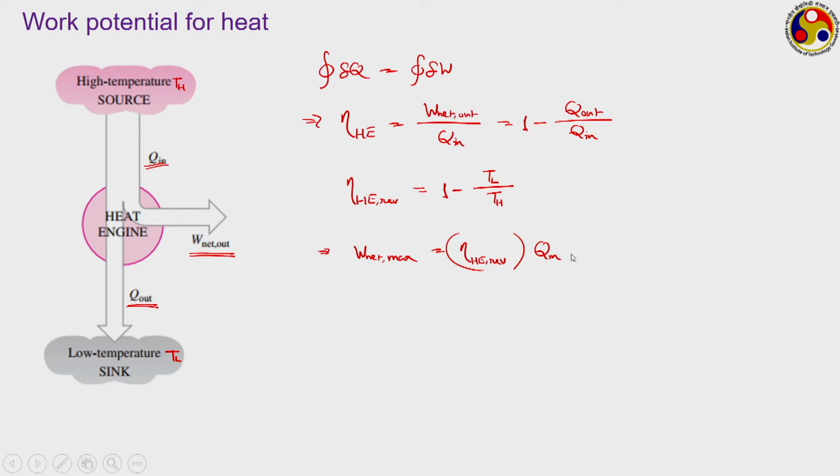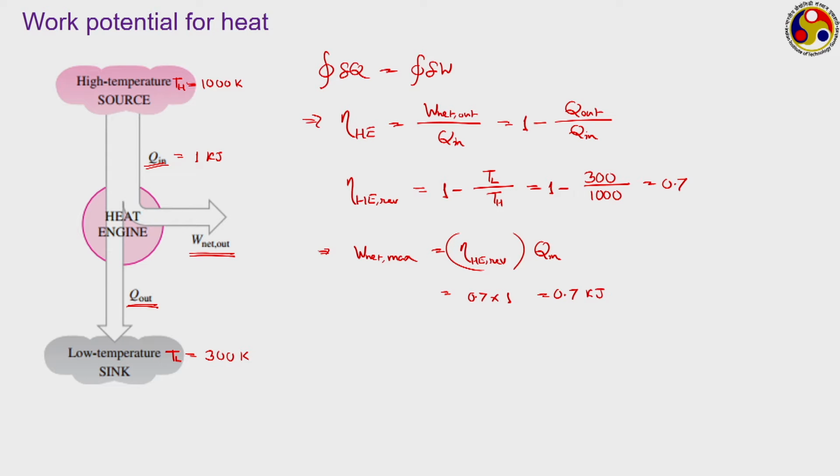Let us take an example. Suppose your high temperature reservoir is at a temperature of 1000 Kelvin and the low temperature reservoir is at a temperature of 300 Kelvin. We are choosing values which will be easy to deal with. So, if this heat engine is a reversible one, then the corresponding efficiency will be 1 minus 300 by 1000, that is 0.7. Now, if your Q in is say 1 kilojoule, then the maximum work output you can get is 0.7 into 1, that is 0.7 kilojoule.